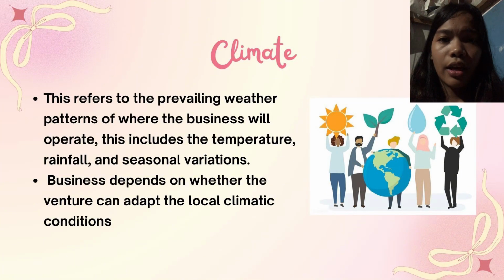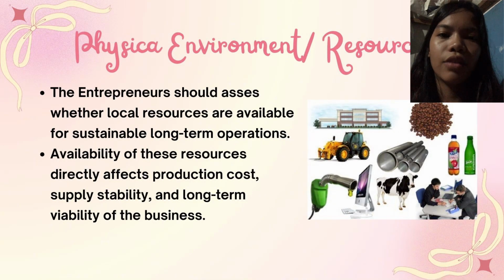So, climate refers to the weather patterns of the location, which are the temperature, rainfall, and seasons. Businesses must adapt to local climate conditions to ensure customer convenience, protect products, and plan operations properly. Second is the physical resources.